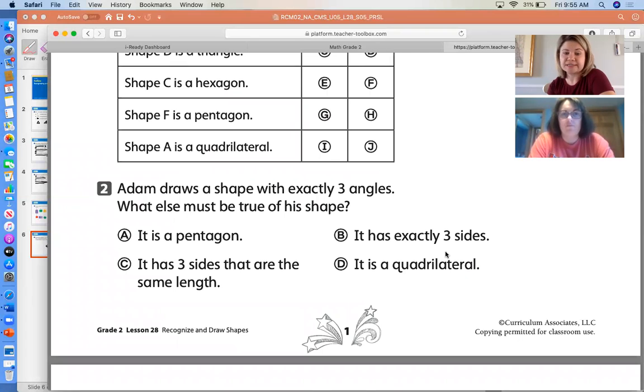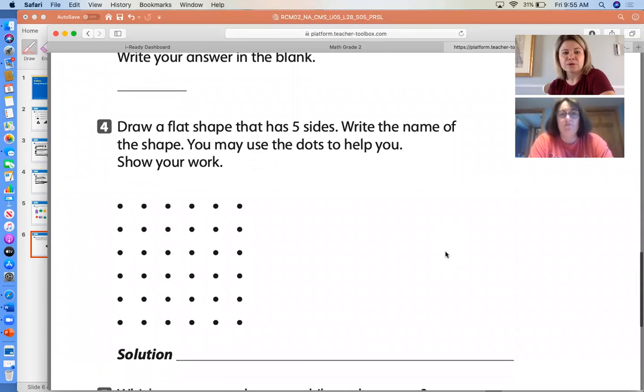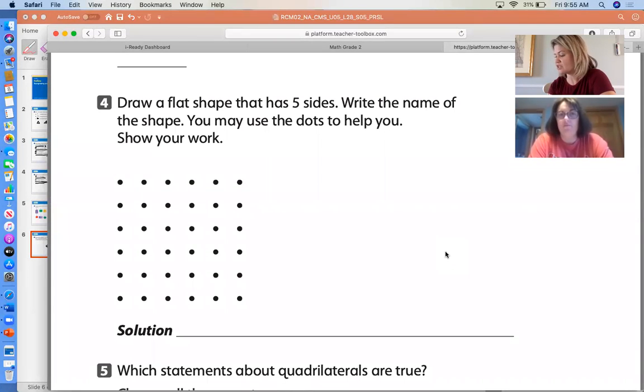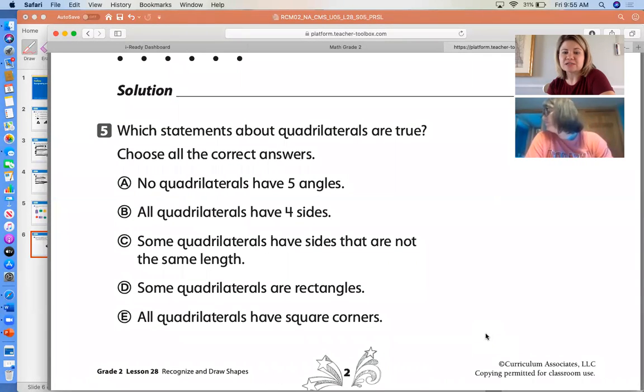Number 2, there is only 1 correct answer. Number 3 is straightforward. Number 4, you're going to draw a shape and name it on the line. You have to use the information from the problem to draw the correct kind of shape. Number 5, you have to tell us what is true about a quadrilateral or about all quadrilaterals. There are 4 correct answers.